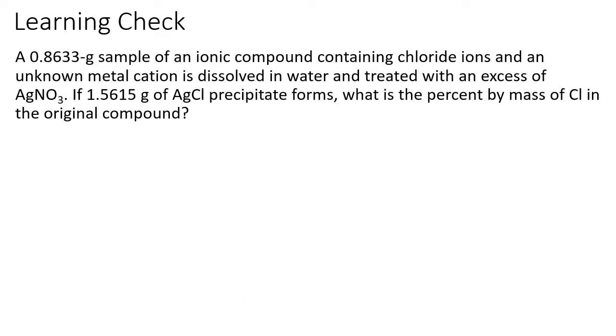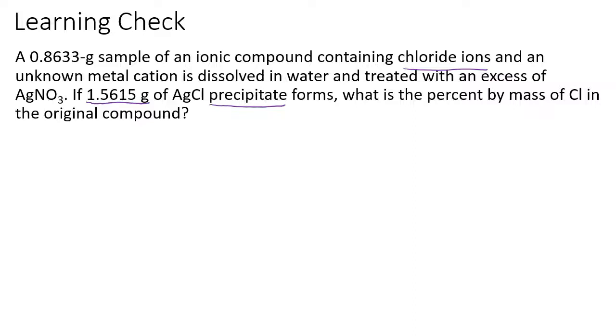A 0.8633 gram sample of an ionic compound containing chloride ions and an unknown metal cation is dissolved in water and treated with an excess of silver nitrate. If 1.5615 grams of the silver chloride precipitate forms, what is the percent by mass of chlorine in the original compound?